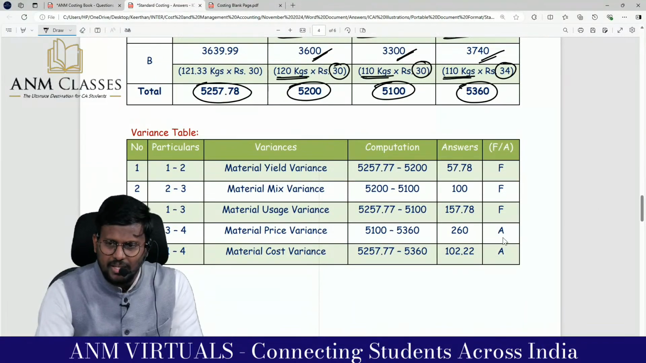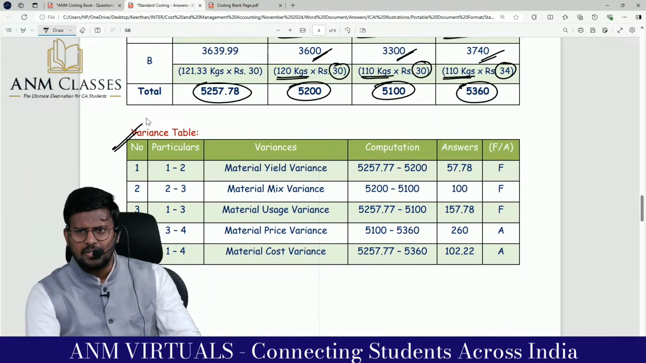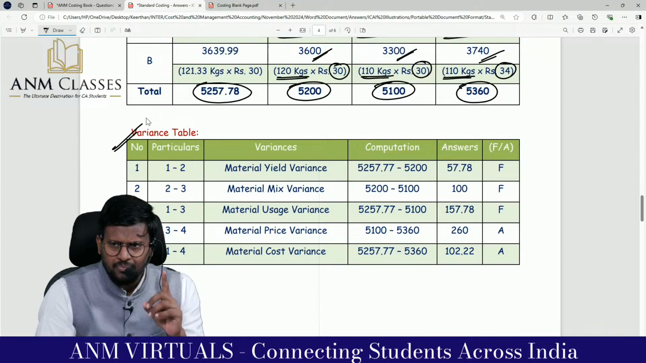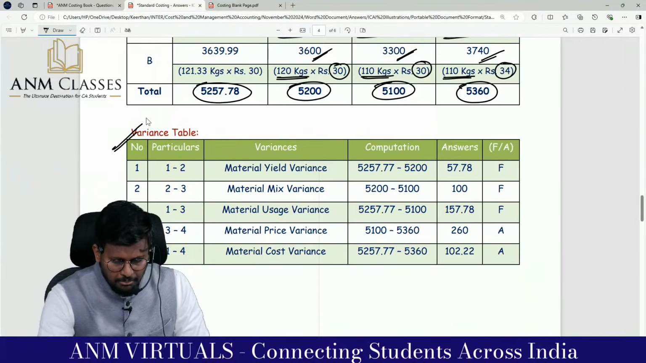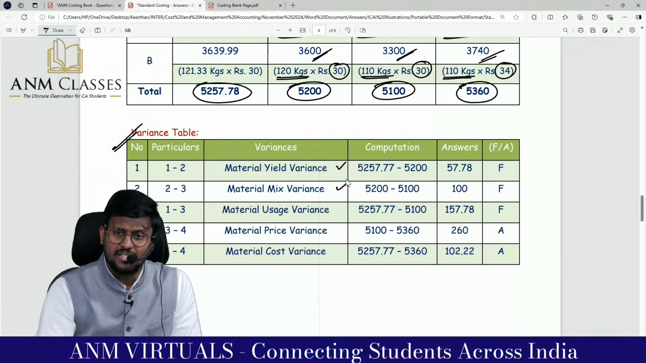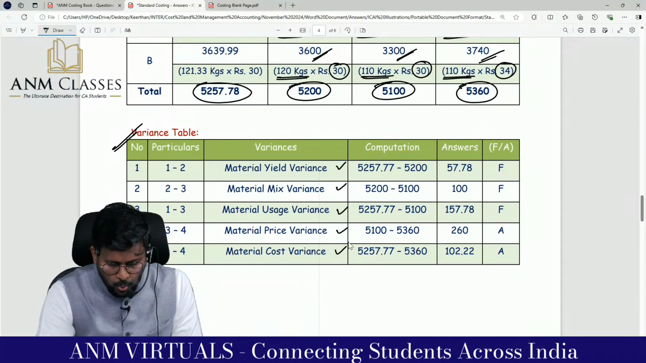Shall we prepare the variance table? Can you say the numbers? 1 minus 2, 2 minus 3, 1 minus 3, 3 minus 4, 1 minus 4. What is 1 minus 2? Material yield variance.